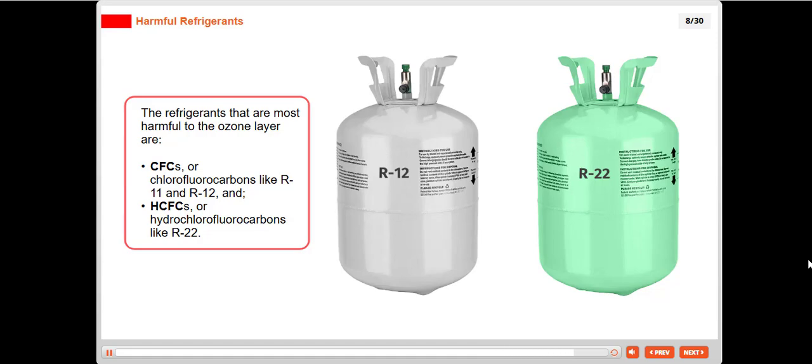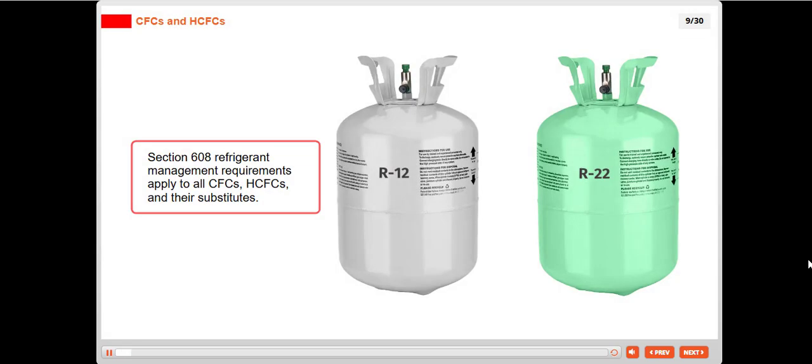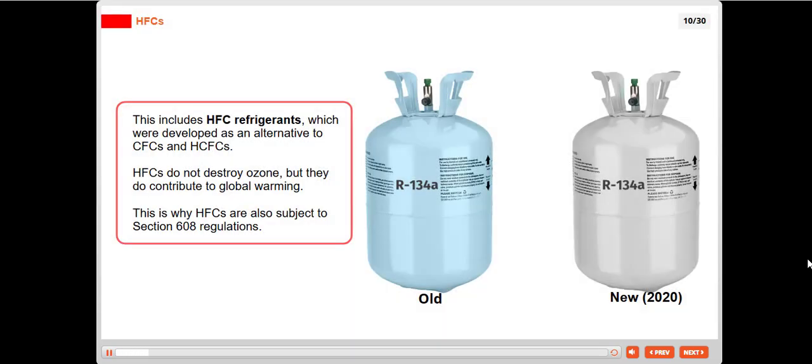Section 608 refrigerant management requirements apply to all CFCs, HCFCs, and their substitutes. This includes HFC refrigerants, which were developed as an alternative to CFCs and HCFCs. HFCs do not destroy ozone, but they do contribute to global warming. This is why HFCs are also subject to Section 608 regulations.